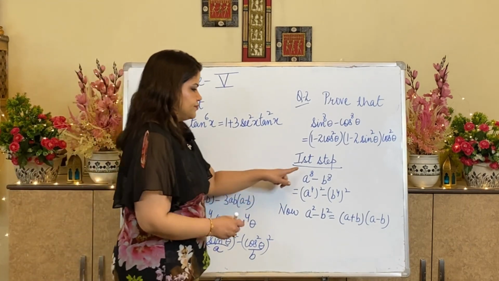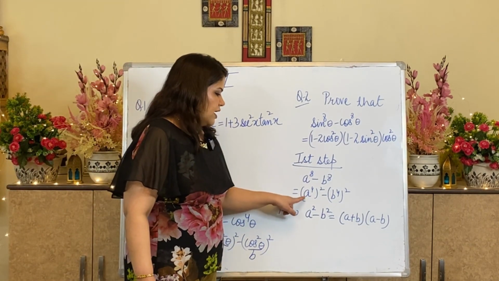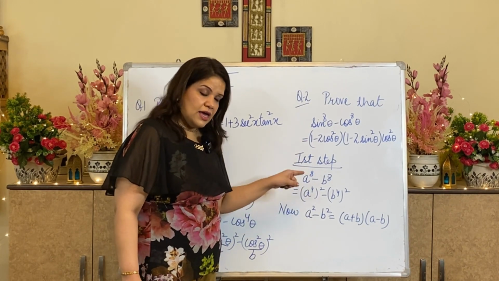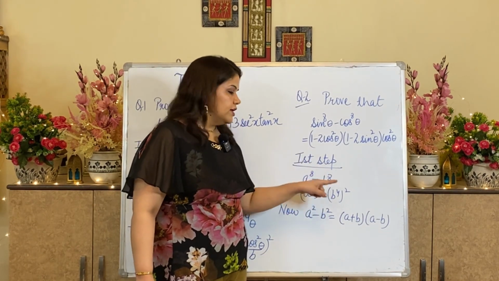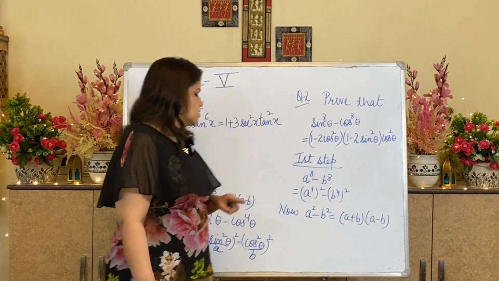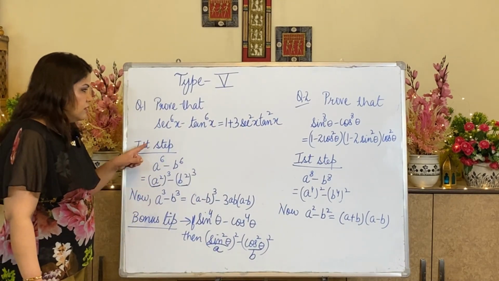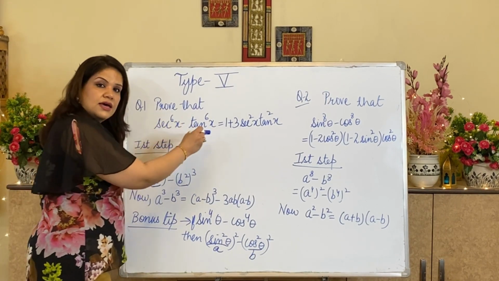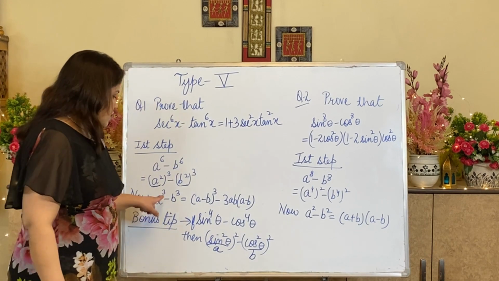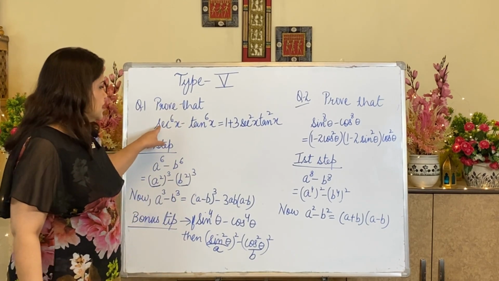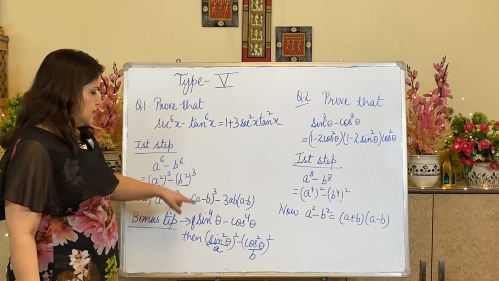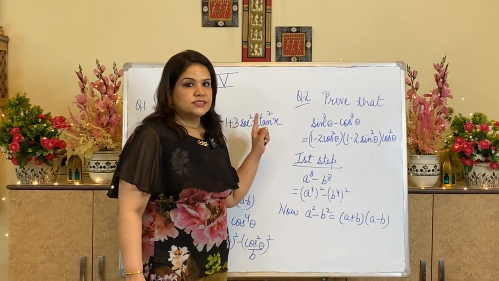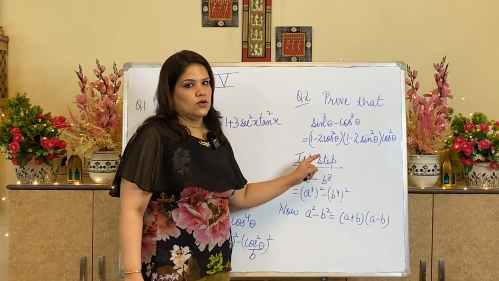Here what is my a? Here a is my sine. If I use sine here, sine theta raised to power 4 is my a, and here cos theta raised to power 4 is my b for such types of questions. And for this, what is my a? Here secant square x is my a and tan square x is my b. So I will apply the formula on secant square x and tan square x using a and b as secant square x and tan square x. And here I will be using sine raised to power 4 theta and cos raised to power 4 theta.